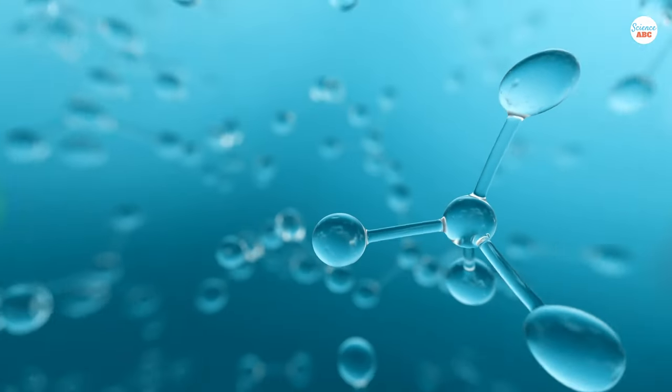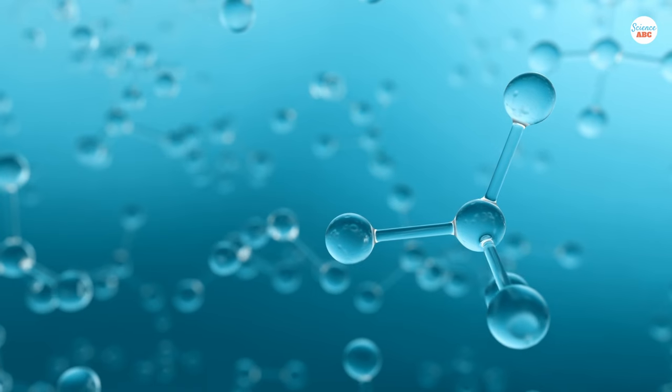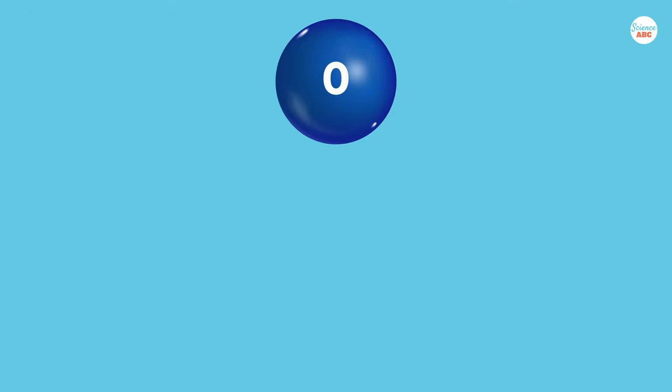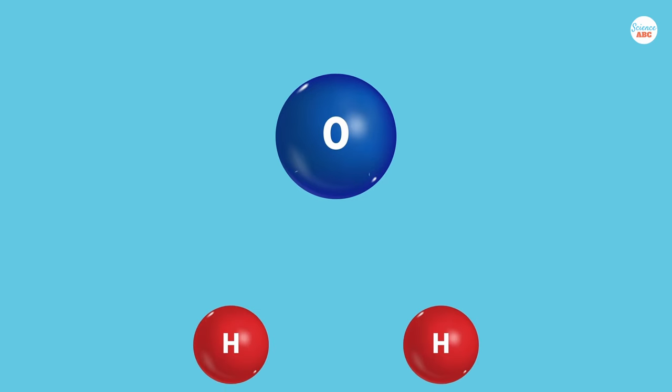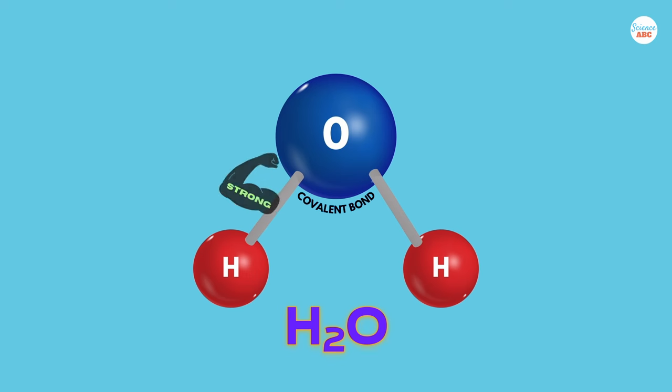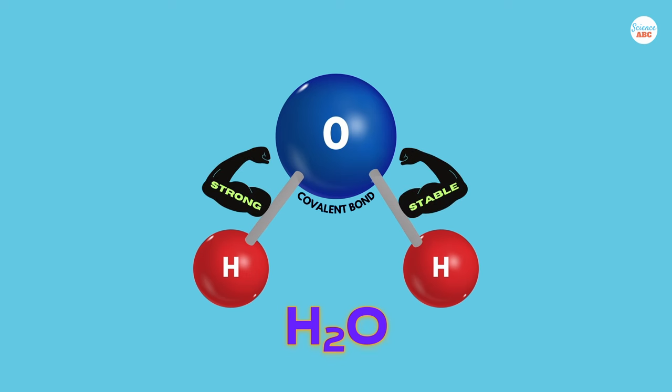To understand this, we need to look at the properties of water molecules and the bonds between them. Water molecules are composed of one oxygen atom and two hydrogen atoms, forming the molecule we call H2O. These molecules are held together by a type of bond known as a covalent bond. Covalent bonds are strong and help keep the water molecules stable.